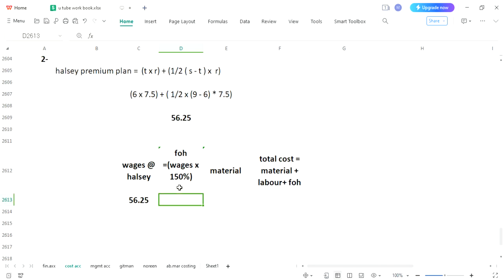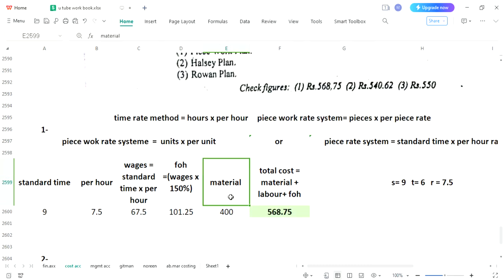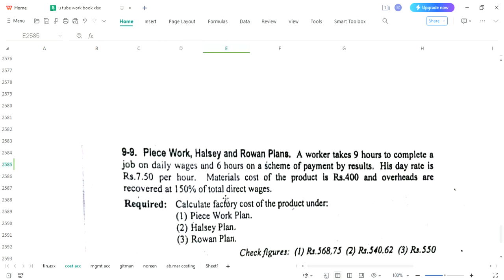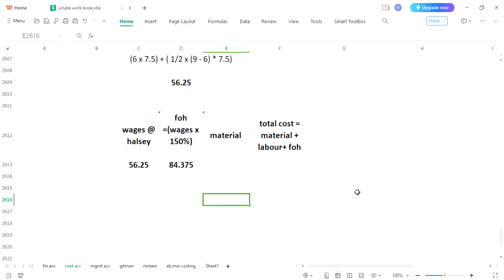And how would you calculate your 150% of wages? Amount of wages 56.25, and you will multiply it with 150 divided by 100. There you will calculate your 150% of wages. How have you calculated it? Amount of wages 56.25 multiplied by 150 divided by 100. FH is calculated. For material, the question is helping us. Material cost is 400, so you can directly put 400 over here.